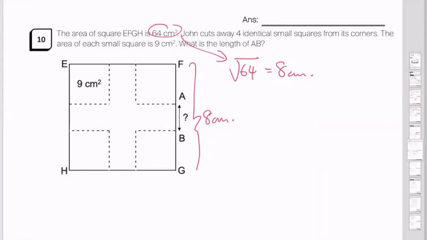And then for 9, square root of 9 is equal to 3 cm, right? So you get 3 cm, 3 cm. So once you do that, you can find AB already, because you know that it is 3 and 3.